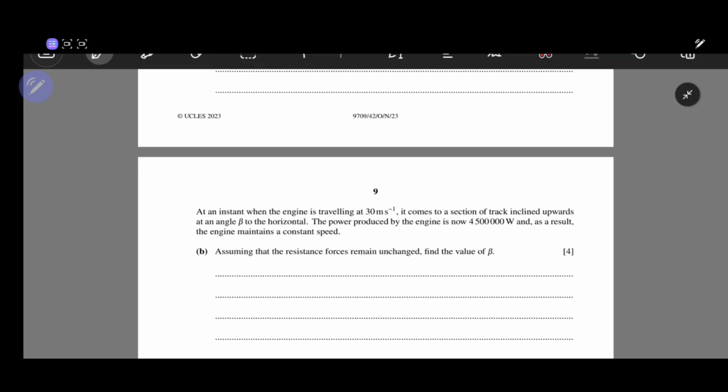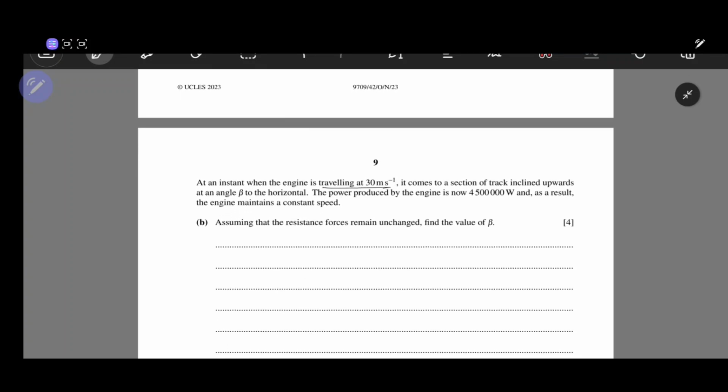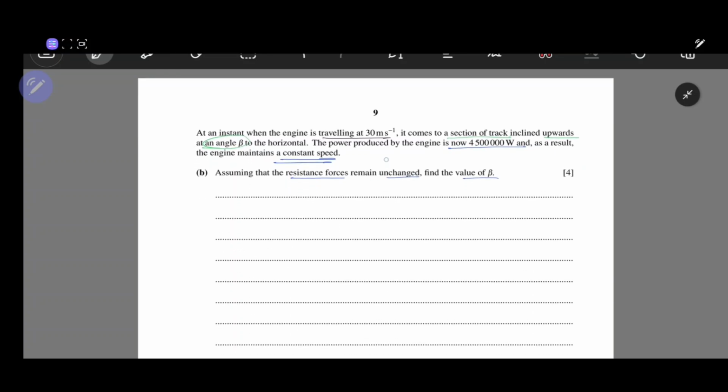Moving on, at an instant when the engine is traveling at 30 meters per second, it comes to a section of track inclined upwards at an angle beta to the horizontal. The power produced by the engine is now 4.5 million watts, and as a result, the engine maintains a constant speed. Assuming that the resistance forces remain unchanged, find the value of beta. So, since the question states clearly that it's moving at a constant speed, we can say that the resultant force is 0. So the forwards and backwards forces will cancel out and be 0.